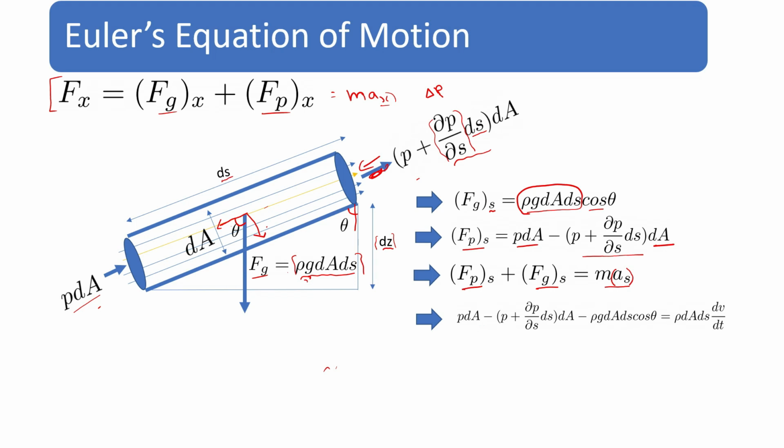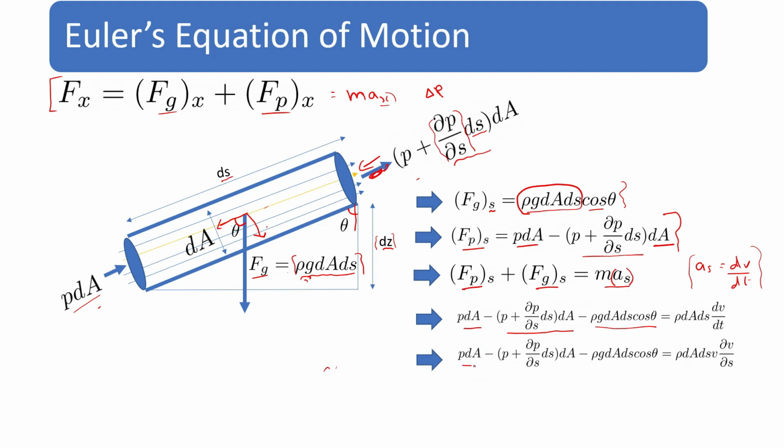So you know that Fp is equal to P dA minus (P plus ∂P/∂S ds) dA, minus ρ g dA ds cos θ. This will be equal to ρ dA ds into dV/dt. That means a_s is equal to dV/dt, that is the acceleration.